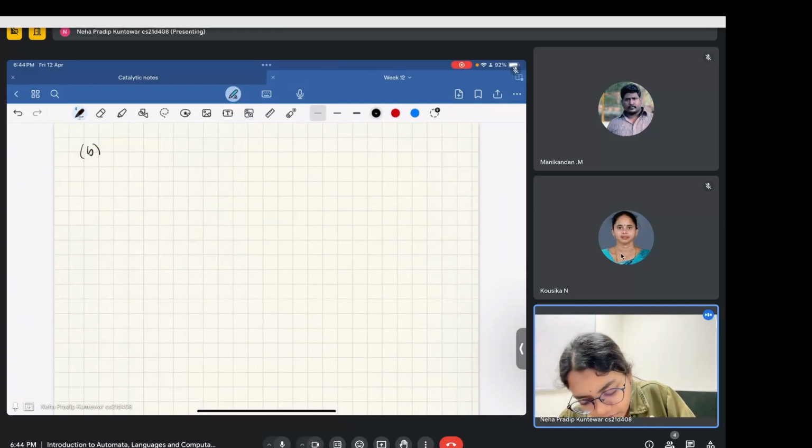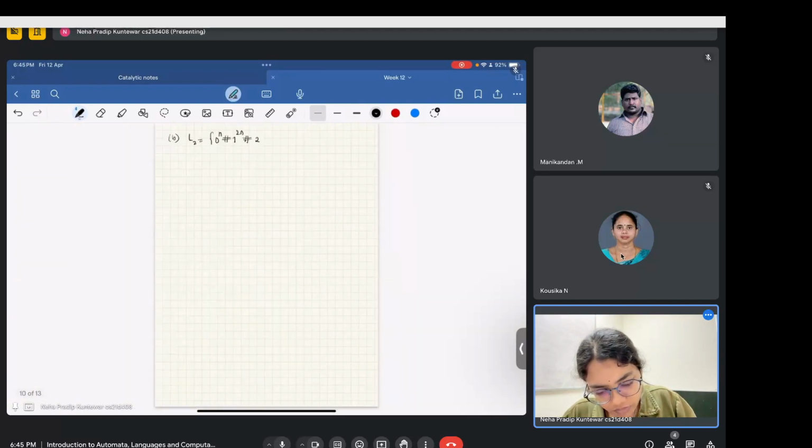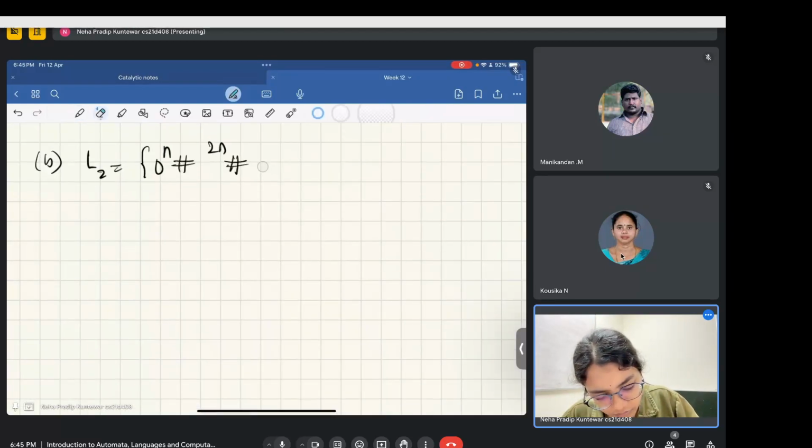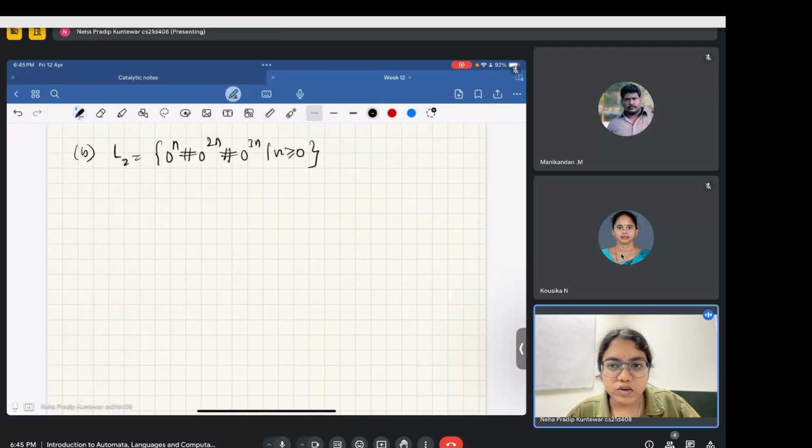So part B is, let's say L2 is the language, 0 to the n separated by 2n many ones, separated by 3n many ones, and we want to show that this is not context free. So again we want to use the pumping lemma, and the idea is very similar: we want to look at all possible chunks, all possible breakings, and show that in each case there is some contradiction.